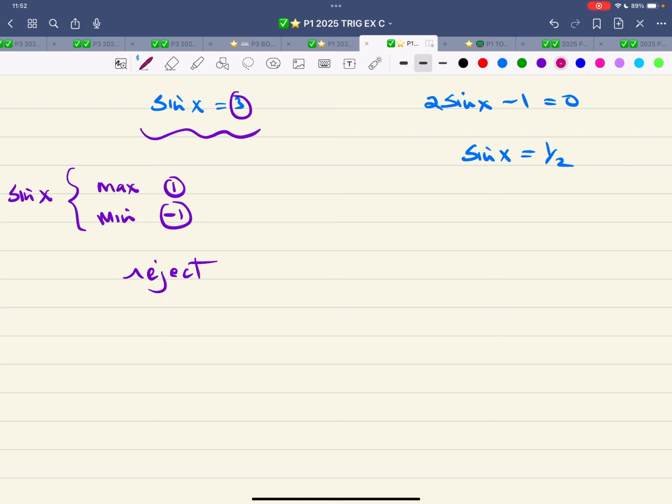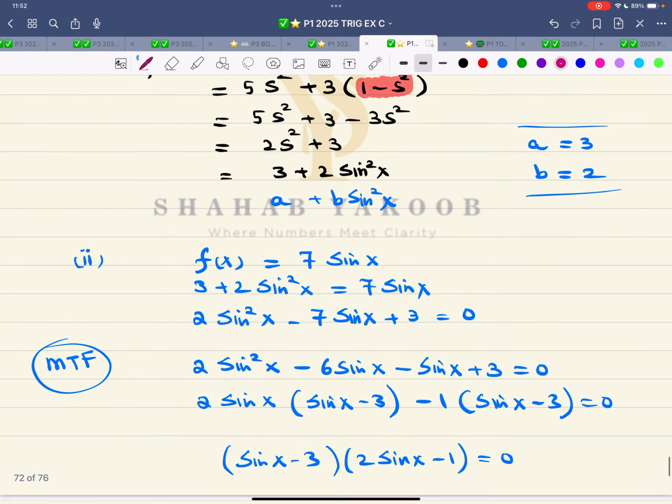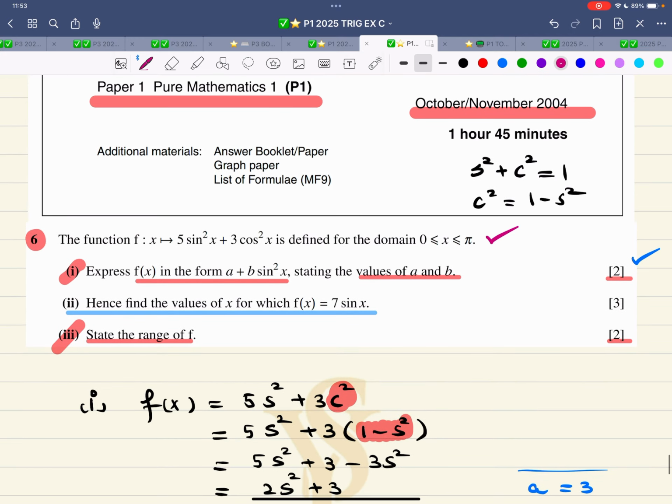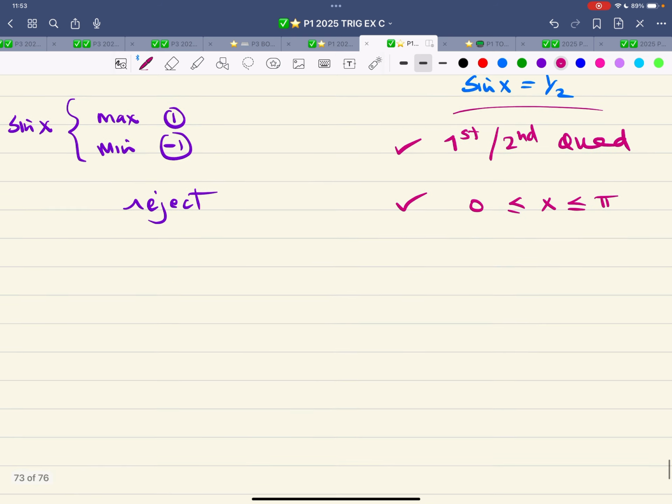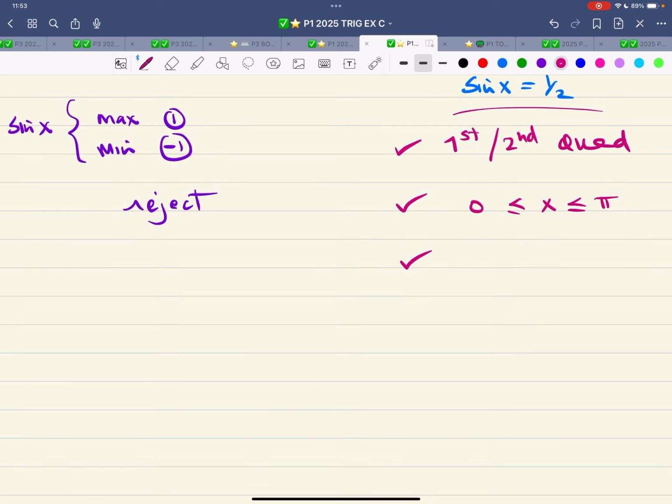The next one, sine x equals half. What is the range of values of x between 0 and pi? So now the 4-step method, first and second quadrant. x lies between 0 and pi inclusive. Basic angle, let us denote it by the symbol alpha. Let alpha be the basic angle.